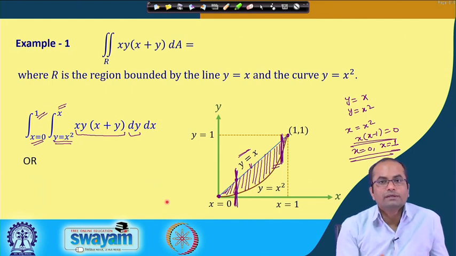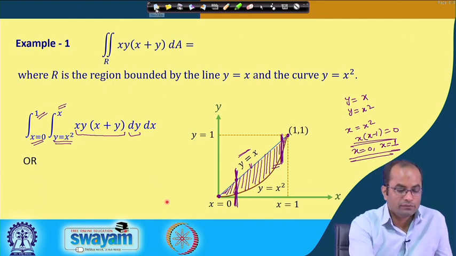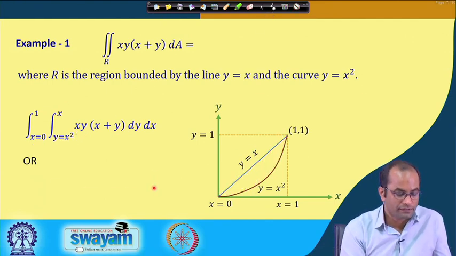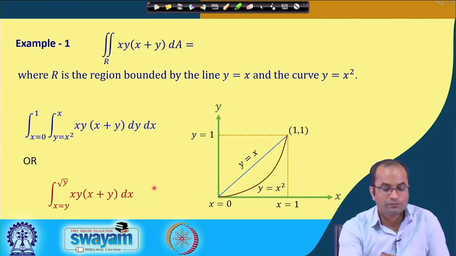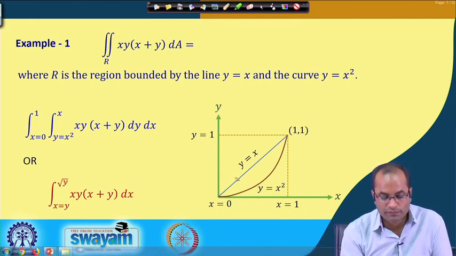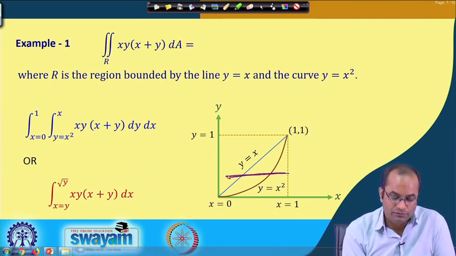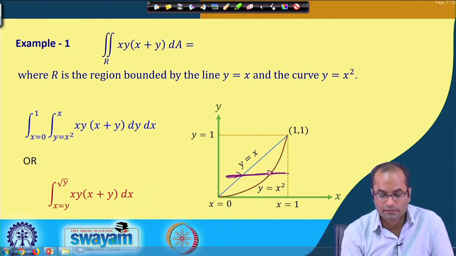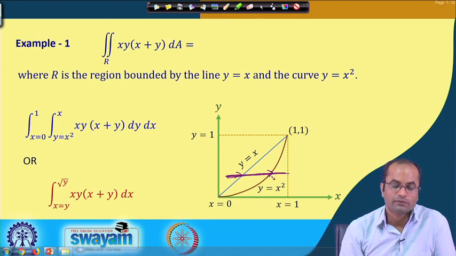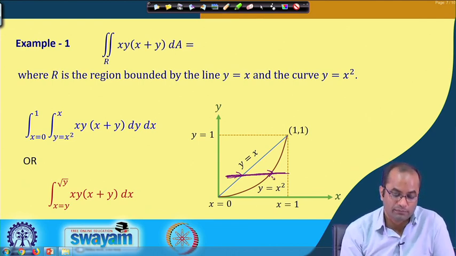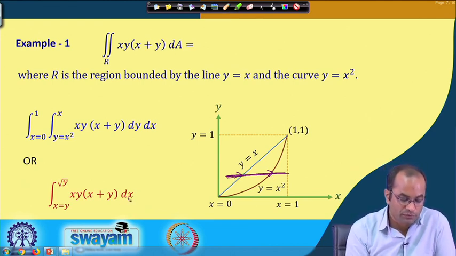Or what we can do, we can take the limits the other way around as well. So, if we consider first with respect to x, what we have to do is draw a line parallel to the x axis. This line is entering here at y is equal to x and leaving this region at y is equal to x square, this parabola. So, while entering here, we are putting the limit for x.